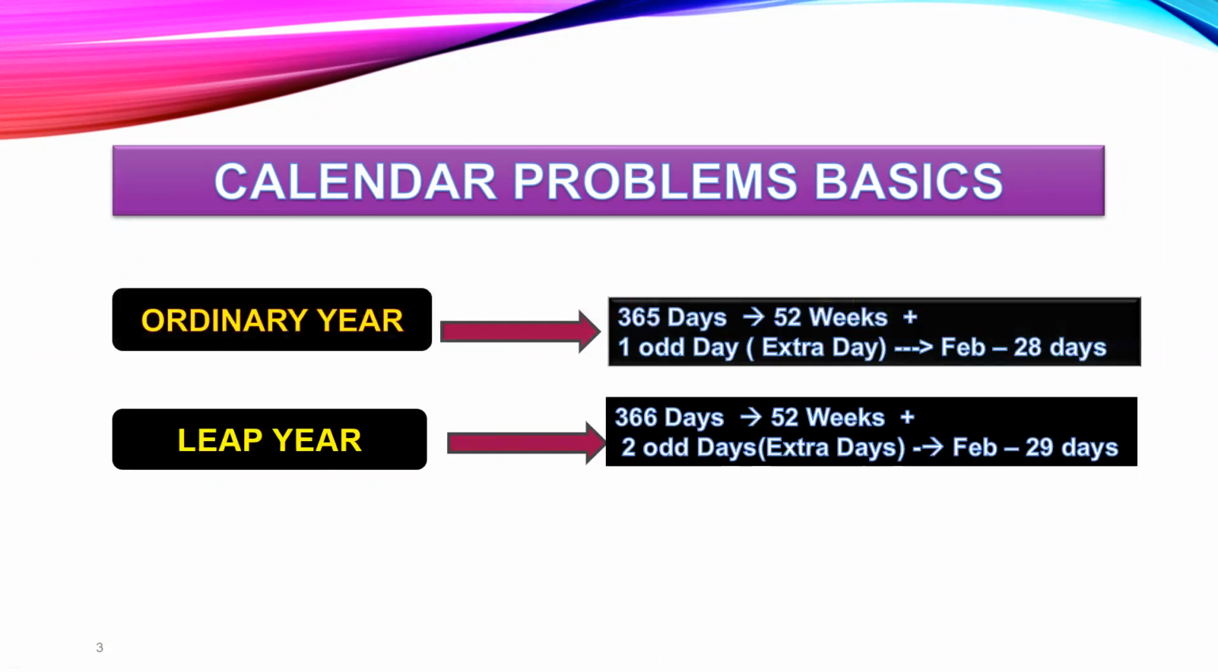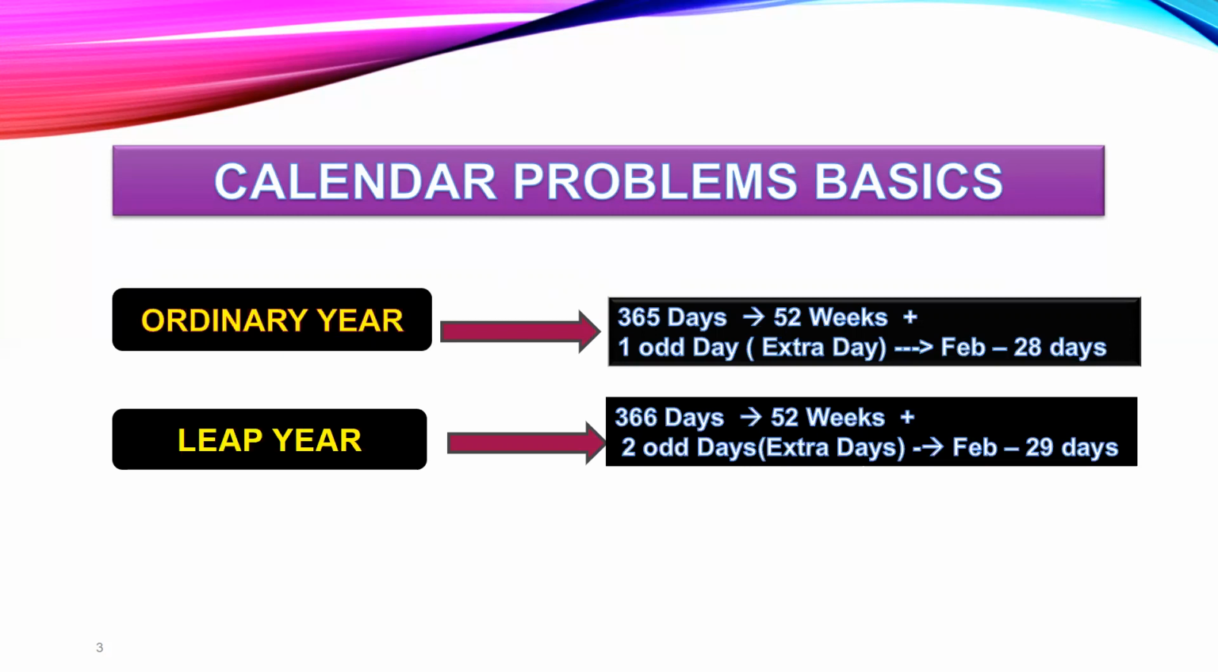When you say a particular year is an ordinary year, it means the year contains 365 days. 365 days is nothing but 52 weeks and one odd day. This odd day is nothing but an extra day, this is what we call it. And in an ordinary year, you will have 28 days in the month of February.